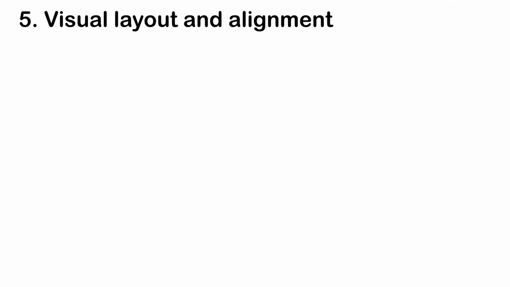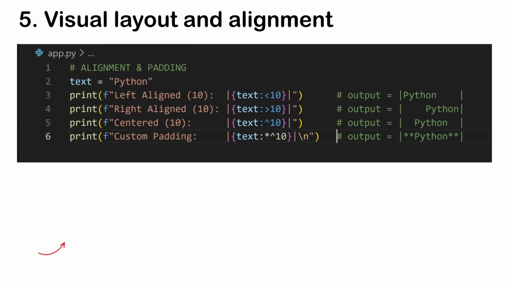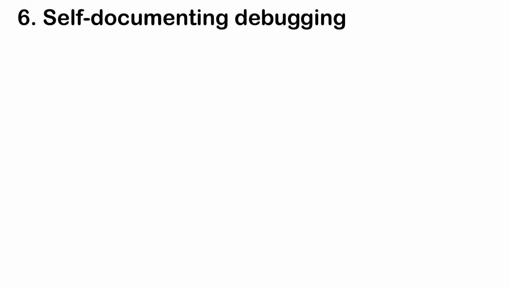5. Visual layout and alignment. Console output done right. This is the most underrated feature. You can align text like a table without external libraries. Left, right, center. It's all declarative. Want visual separators? There you have it. You're no longer fighting spacing bugs. You're designing output.